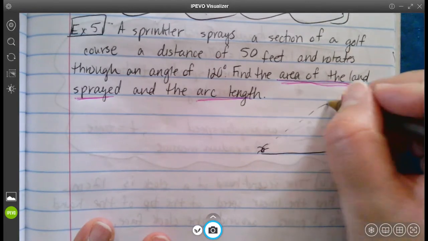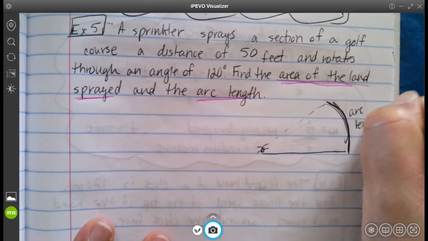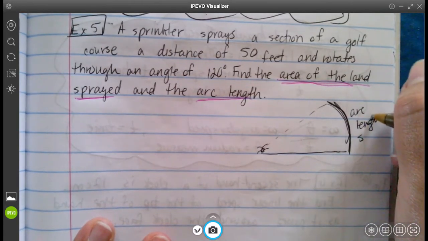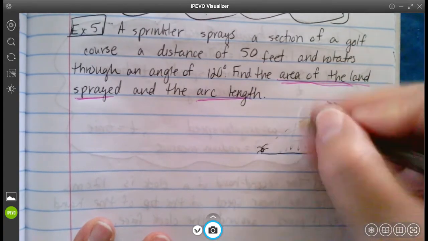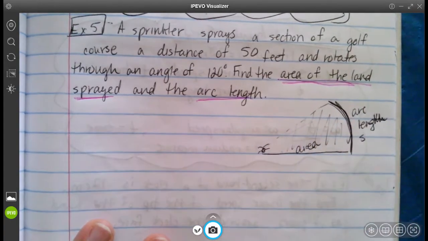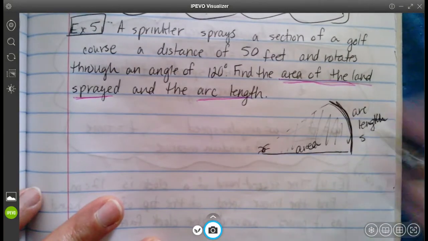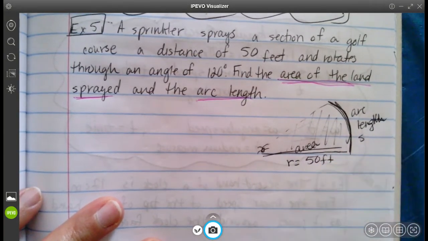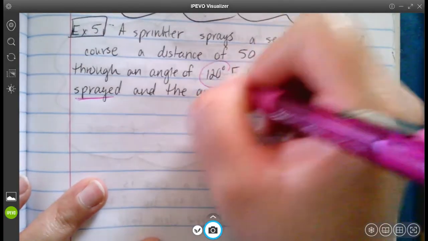They want to know, so this part right here, that's the arc length, which we denote with S. And then all of this part is the area. Okay, so that's what we're looking for, those 2 things. They also told us that this right here is 50 feet. So that would be our radius, that's R. The angle is 120 degrees.